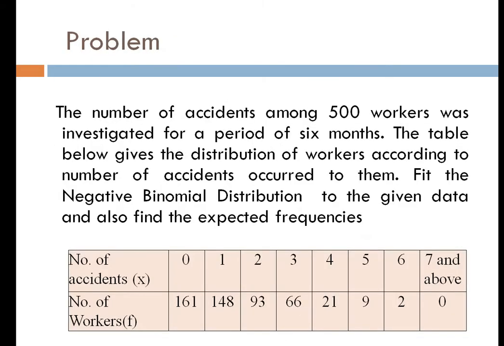Here is the problem statement. The number of accidents among 500 workers was investigated for a period of 6 months. The table below gives the distribution of workers according to number of accidents occurred to them. Fit the negative binomial distribution to the given data and also find the expected frequency. This table gives us number of accidents, that is x, and number of workers, that is f. So let us fit negative binomial distribution.